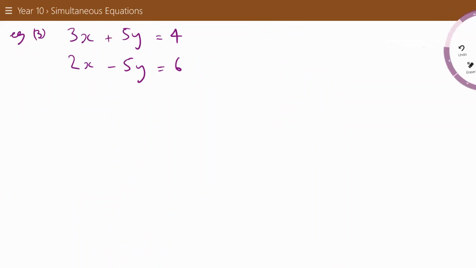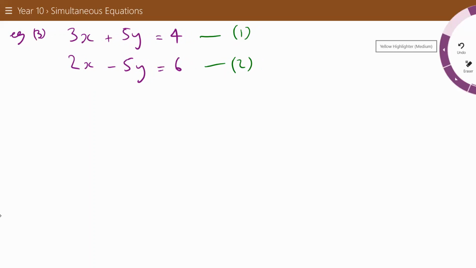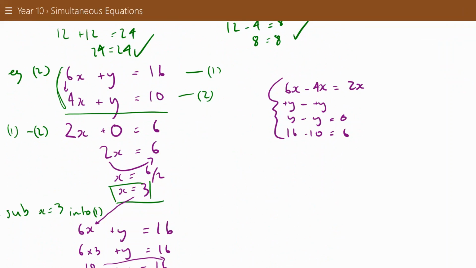The first step is always label equation 1, label this equation 2. Now, remember in the last two examples, we eliminated the variable which had the same coefficient. And you can see here's a 5, here's a 5. So we will eliminate the y variable. However, be careful here. This is plus 5, this is minus 5. What do we do up here? We subtracted, equation 1 minus equation 2, and got rid of the y.